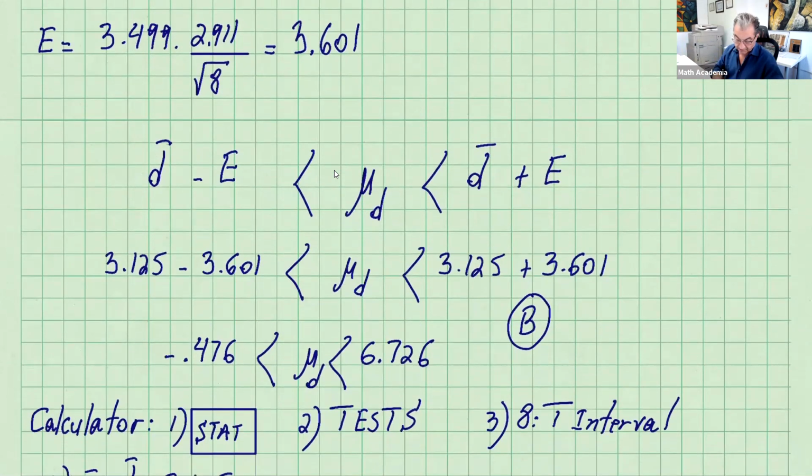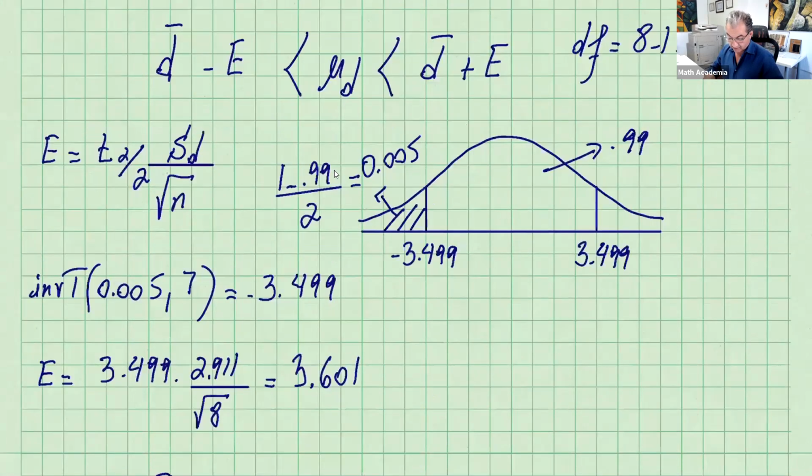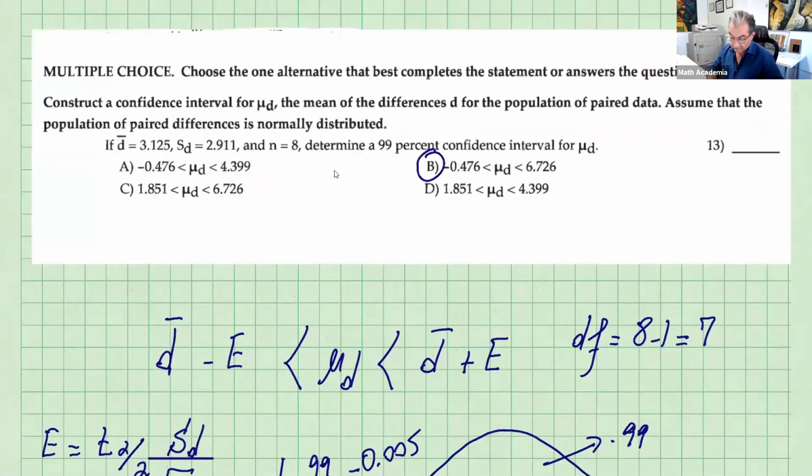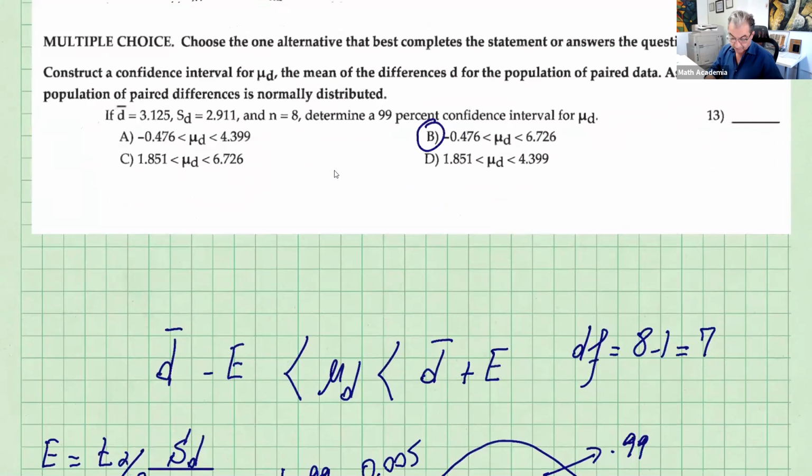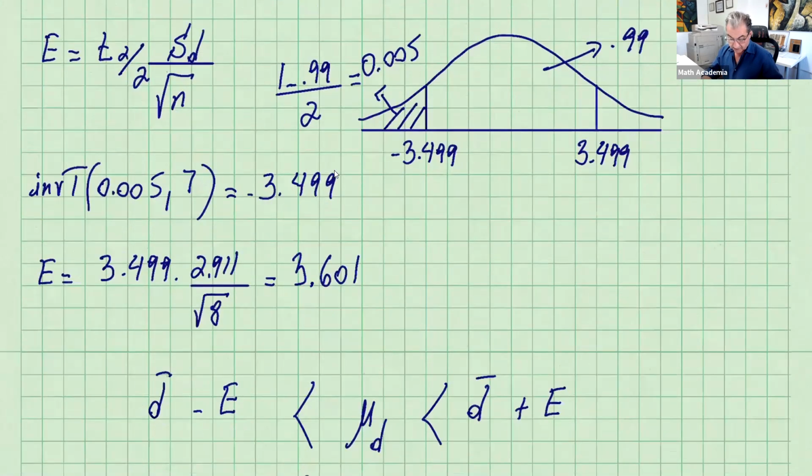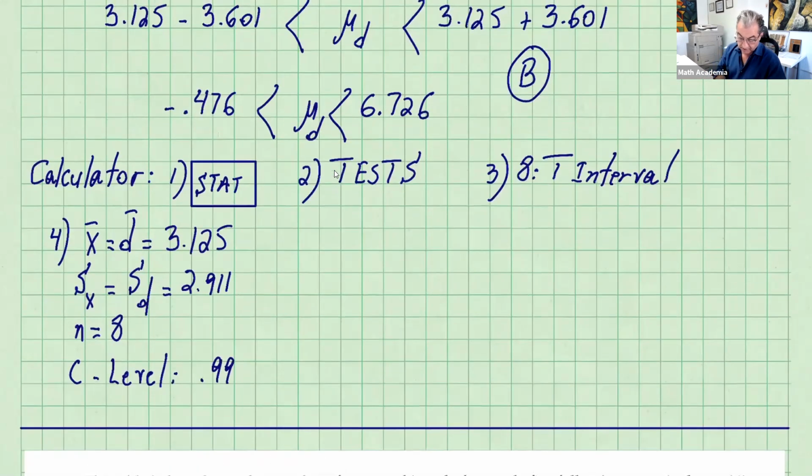So the answer is negative 0.476 less than mu sub d and less than 6.726. And if we go back to the problem, we see that B is the answer. You can use your calculators by going to stat test, and in this case it is T interval. And let me go ahead and do that for you.